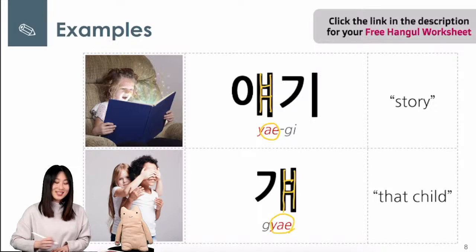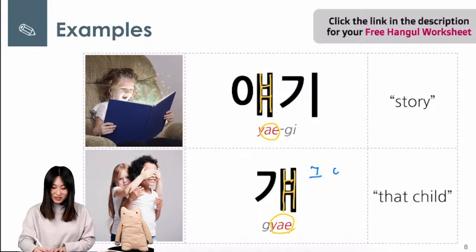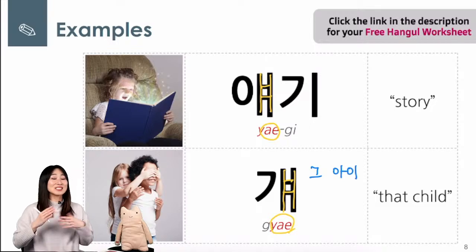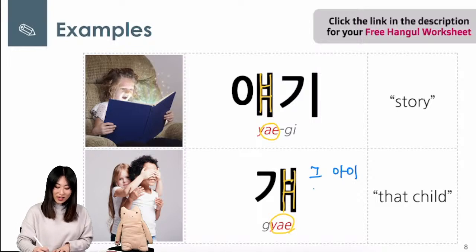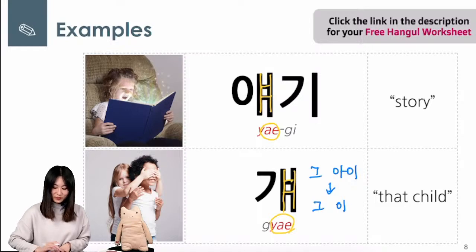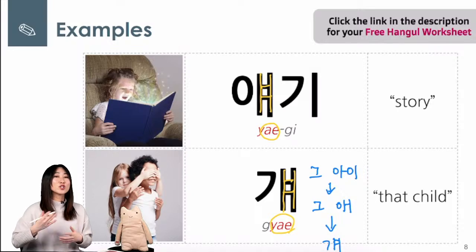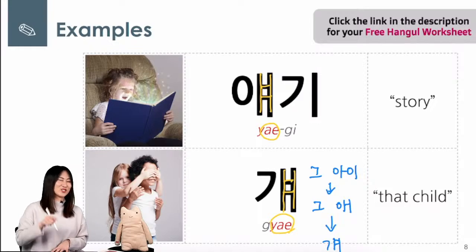Okay. And the other thing is this. 걔 means that child. It's actually shortened form of 그 아이. 그 means that, 아이 means child. And it's shortened as 그얘 or 그애. Let me just change to more common one. 그애. And it's shortened as 걔. So it's shortened form. It means that child, that person. So when you refer to someone and not so politely, that kid, that child is 걔.